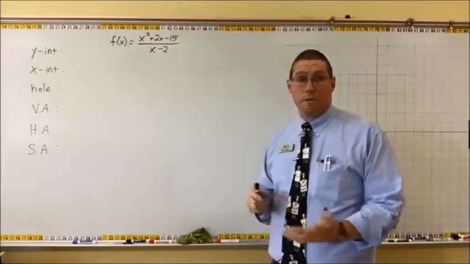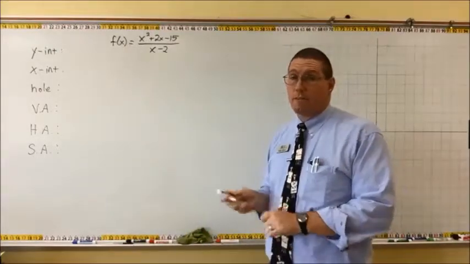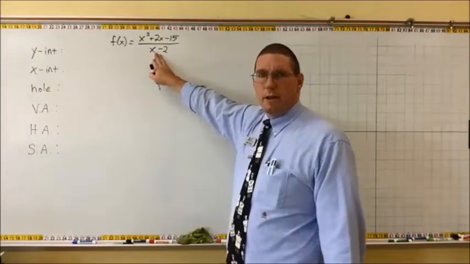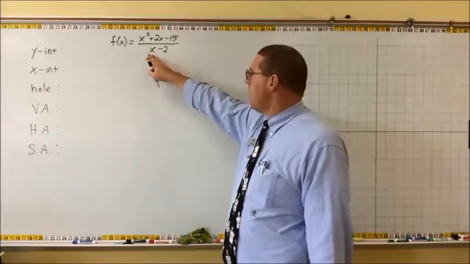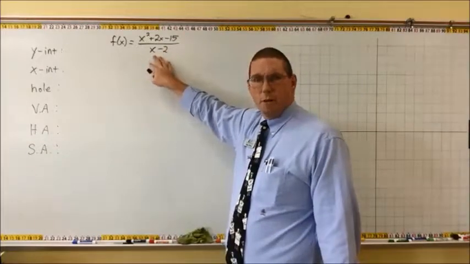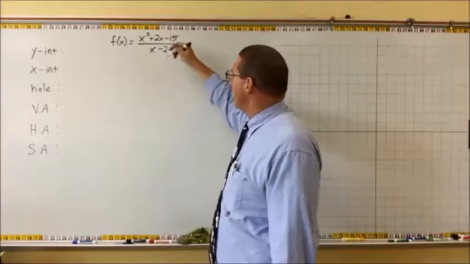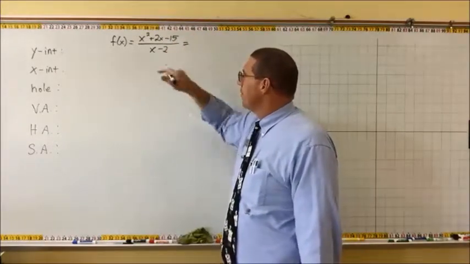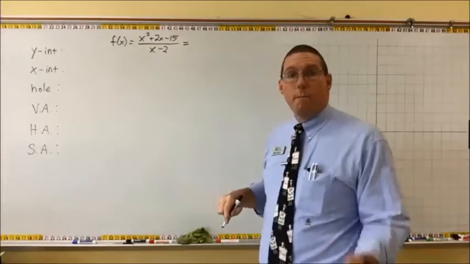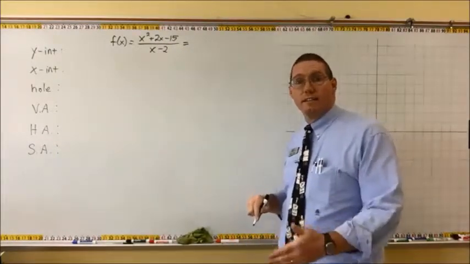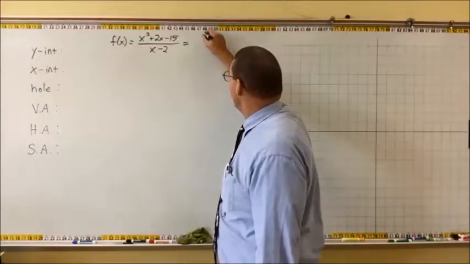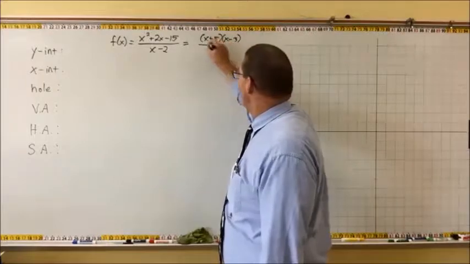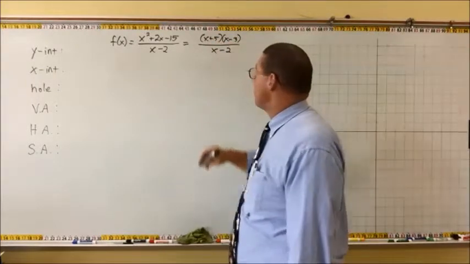First thing we normally do is, if it's factorable, we factor the numerator and we factor the denominator. Now notice here, this denominator is linear and doesn't have any common factors in it, so it's factored. It's as far as we can go. But that numerator, we can factor that. Two numbers that multiply to negative 15 but add up to positive 2 would be positive 5 and negative 3. So this is going to be x plus 5 times x minus 3 all over x minus 2.